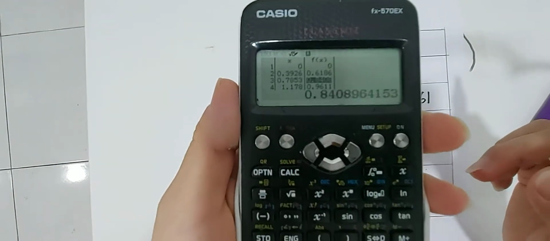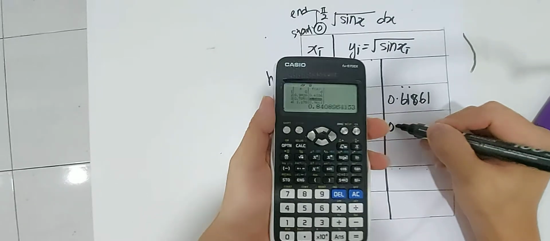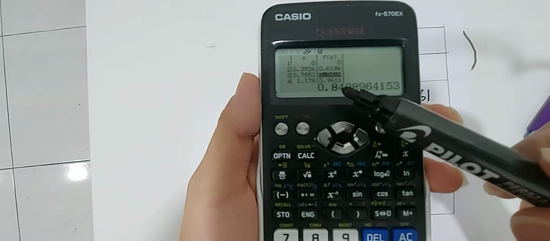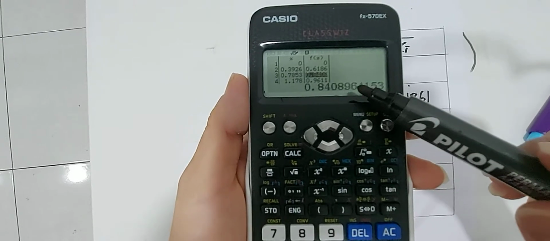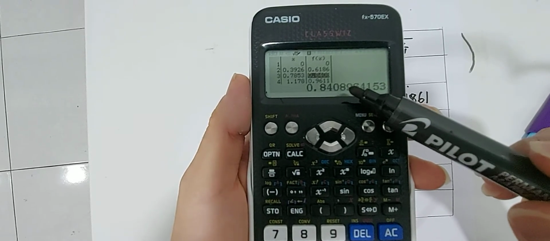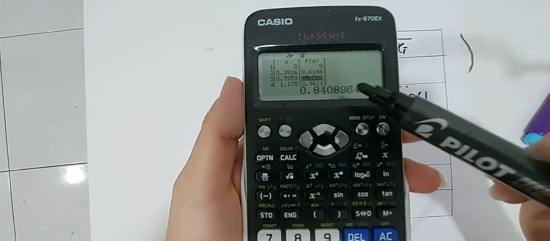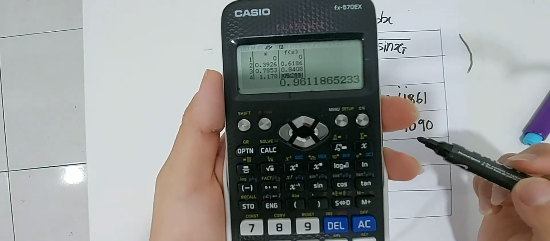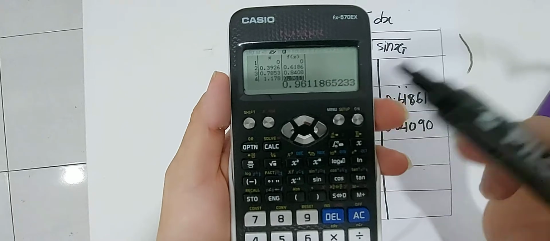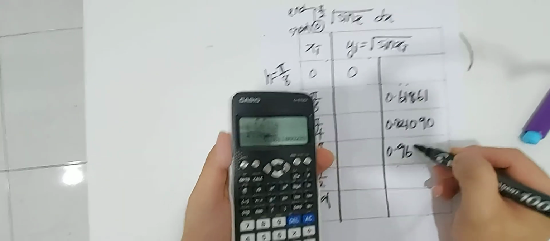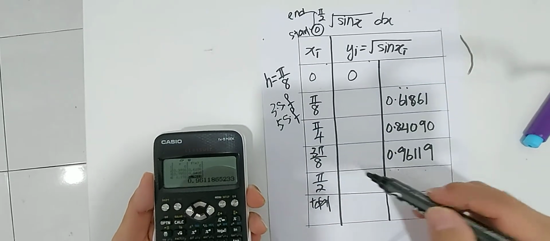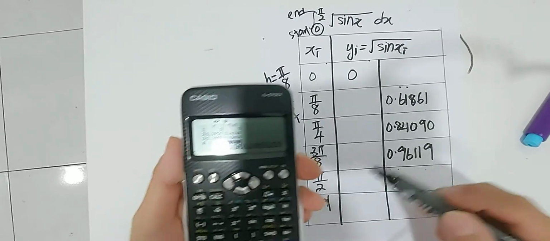Followed by y3, 0.84090, because as you round off to 5 significant figures, you get this one to be 9, right? 0.84090. Followed by y4, 0.96119, right? 0.96119. And the end value, the final value, I will put here.